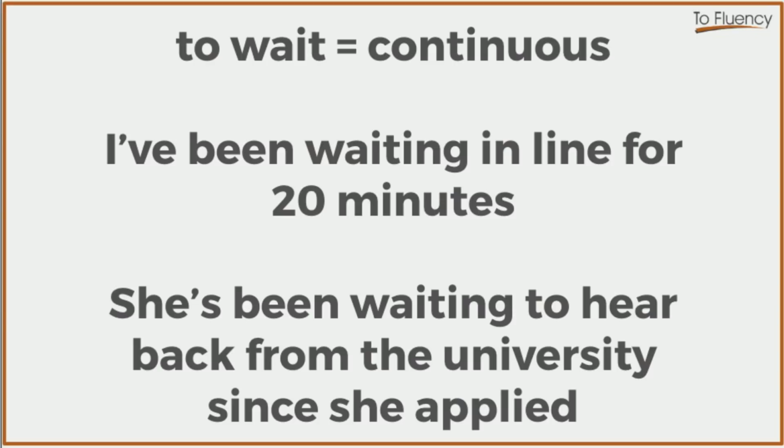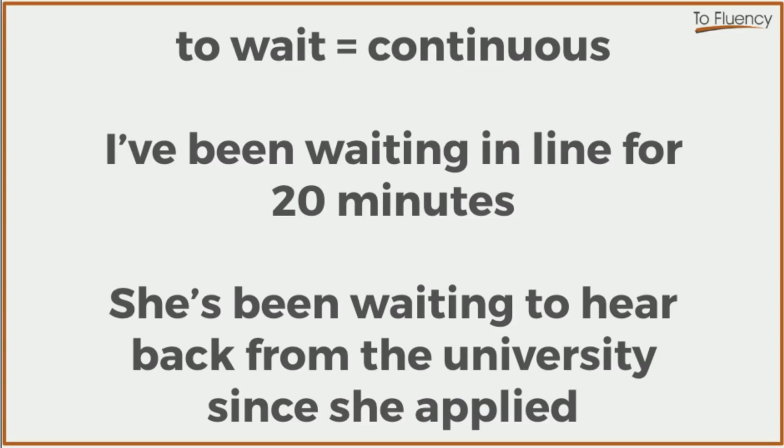Here's another example. She's been waiting to hear back from the university since she applied. So the action started in the past, 20 minutes ago, since she applied. It continues in the present right now. So this is an ongoing action, something that continues. To wait, again, is a continuous verb. I've been waiting in line for 20 minutes. She's been waiting to hear back from the university since she applied.